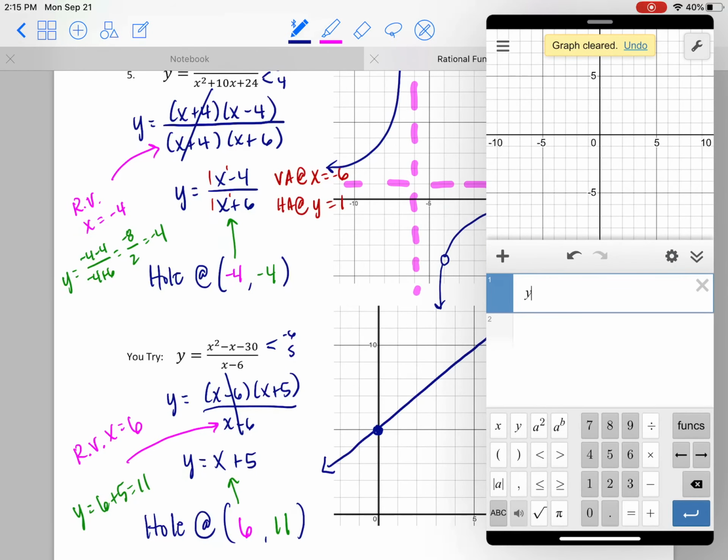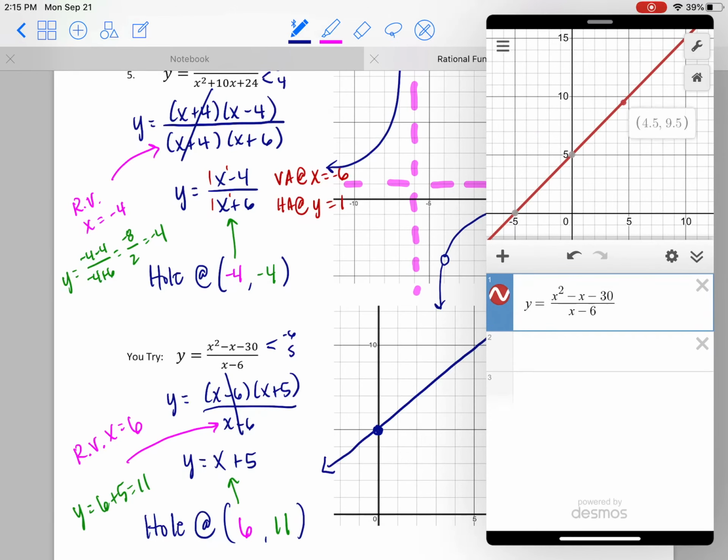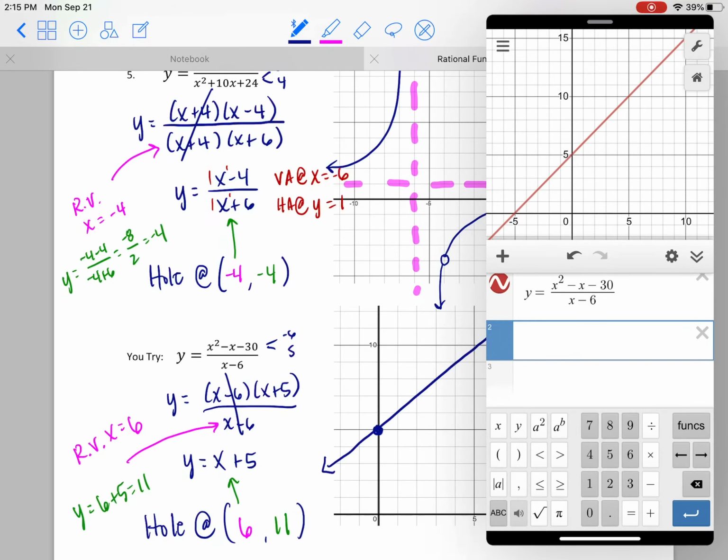Get rid of all this. Y should equal the fraction of x squared minus x minus 30, and then x minus 6 in the bottom here. So my picture looks right. Let's use the cursor here and scroll up till we see x equals 6 should be undefined. Yep. Okay.